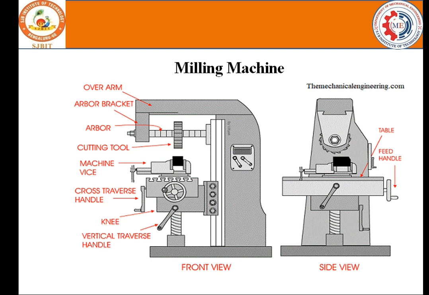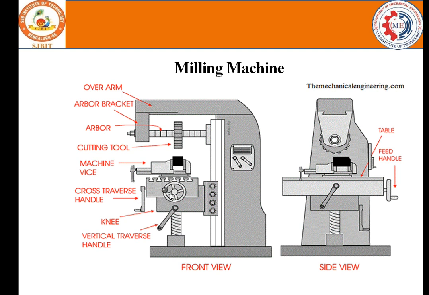So the milling machine will have an overarm followed by an arbor bracket on which the arbor is mounted. On the arbor the cutter is placed. There will be a supporting structure below the overarm, where we will be able to operate the motors at the required speed. Further, you can see there will be a cutting tool added to the arbor, and the machine vise will be there. So the machinist will be able to hold the workpiece.